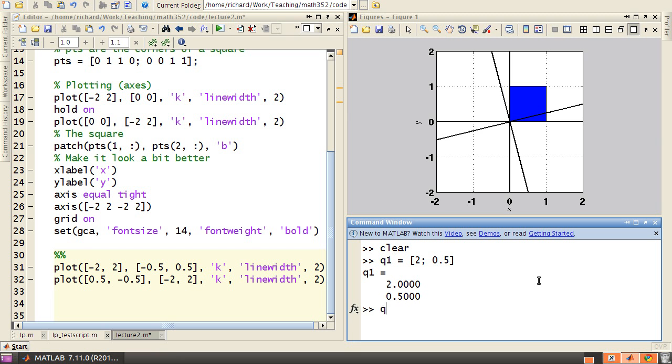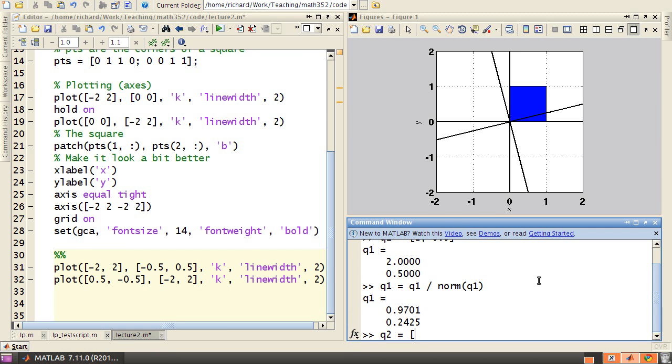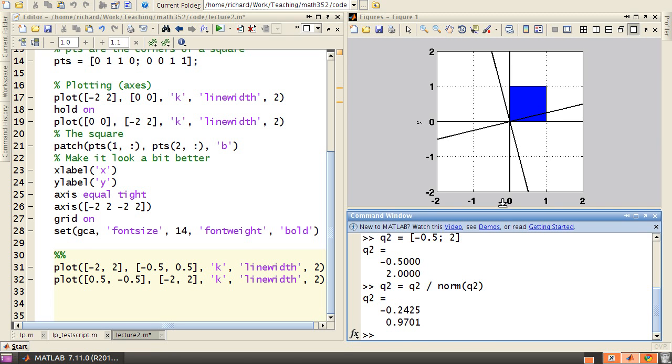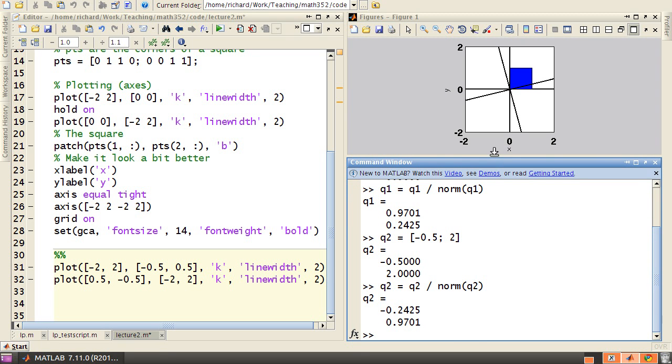Now the basis has to be orthonormal, so I'm actually going to normalize that as well. So Q1 is equal to Q1 divided by its length. There we go, a bit uglier, but it works. Likewise, Q2, well, if we're looking at Q2 in this direction here, then the x is negative 0.5 and the y is up by 2, and we should normalize our Q2 as well. Okay, I'm just going to move this up a little bit so you can see a wee bit more. Okay, so those are our vectors.